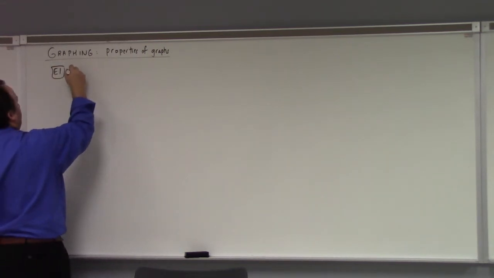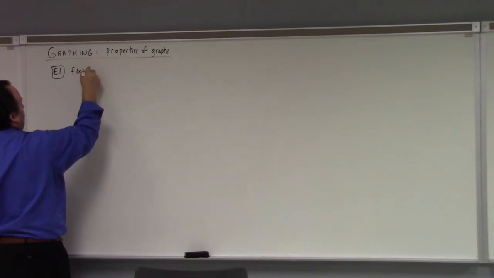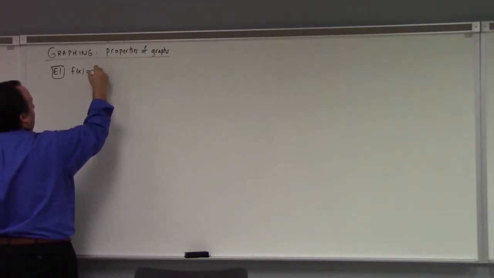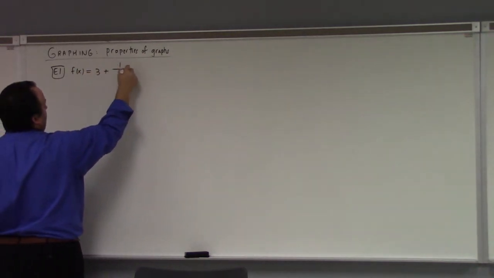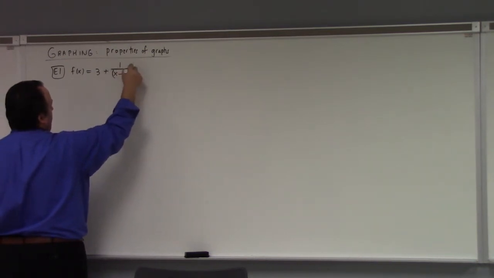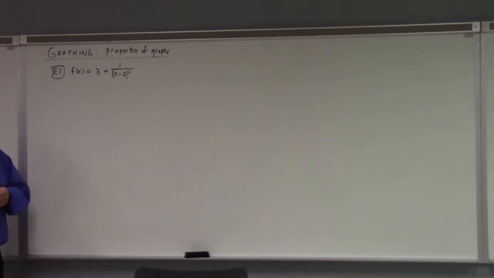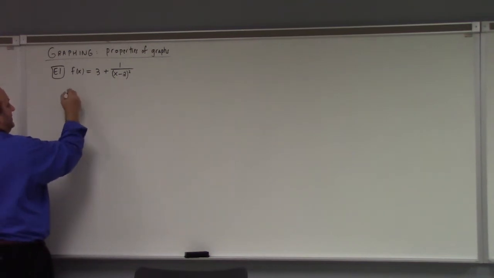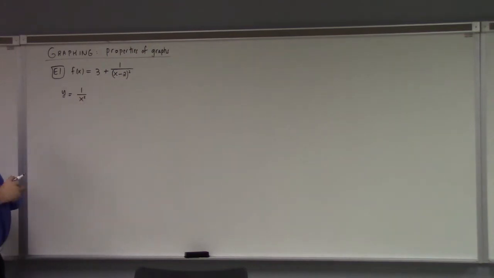So suppose you've got f of x equal to 3 plus 1 over (x minus 2) quantity squared. Let's graph this function. I'm going to start with y equals 1 over x squared. That's the prototypical example, the standard example this is based on. It's a volcano graph.